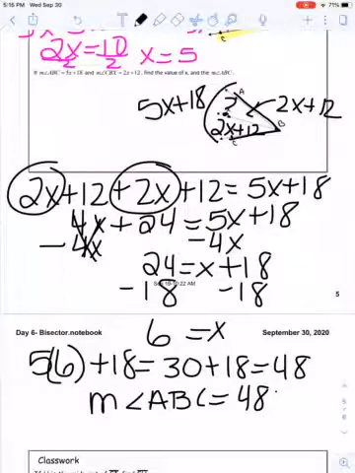Okay, so what did we do? All we did was we learned what bisector and midpoint are, and they mean basically the same thing. A midpoint of a segment cuts the segment in half. A bisector of a line or of an angle cuts it in half, and we set them equal to each other.